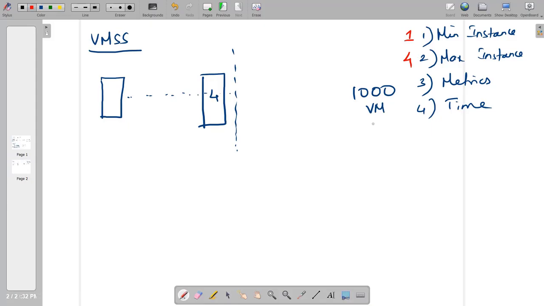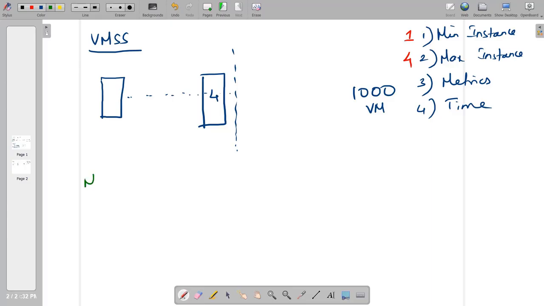Meanwhile, I have seen some environments wherein they have started with 100 instances and the maximum is 1000 instances. It's purely up to your customer's requirement, business as well as the budget. The third one is metrics. How am I going to calculate the scalability? So here I have two different broad categories.